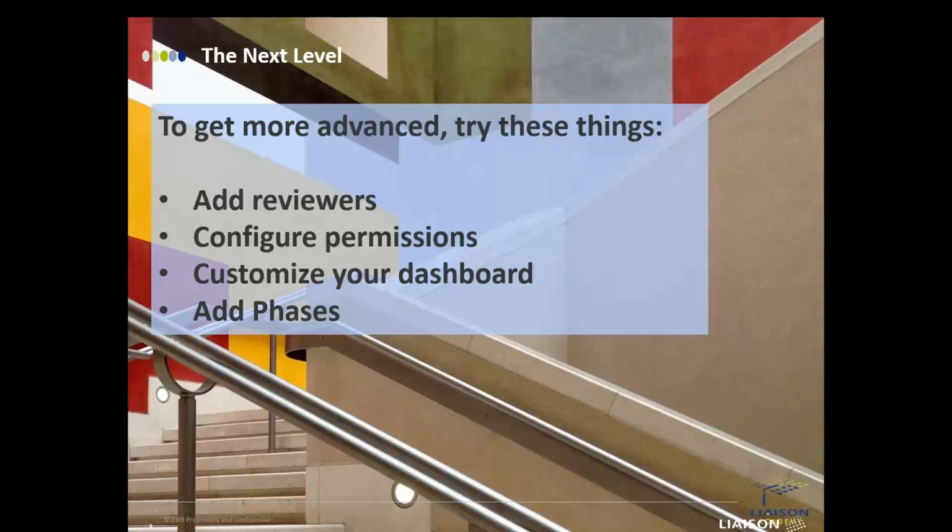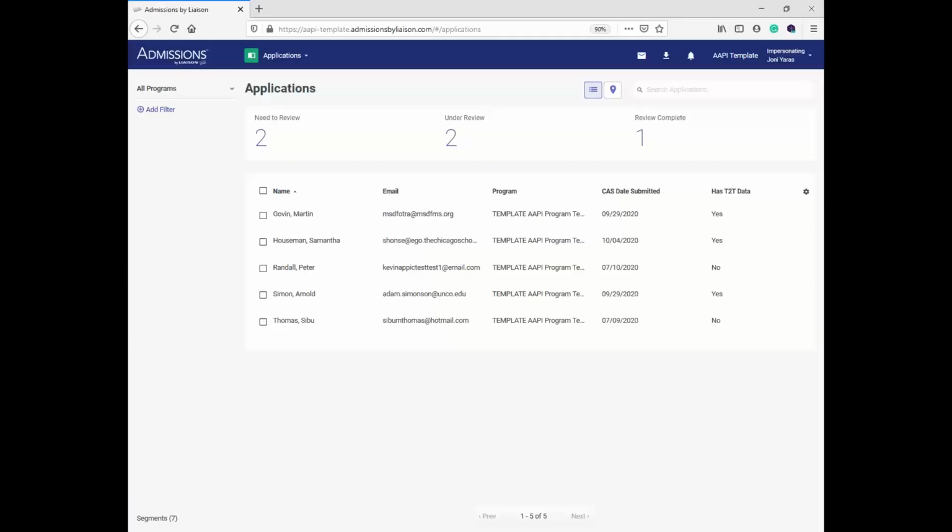So there's not necessarily one way of doing this, and you have the ability to decide which of these options you want to use, how far you want to go into the different options that are available to you. So let's talk about stepping it up with a few more options here. I'm going to jump back into admissions, and the next thing we'll get into is adding reviewers.